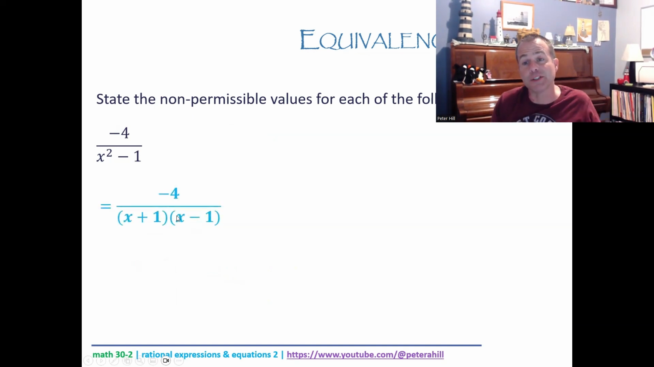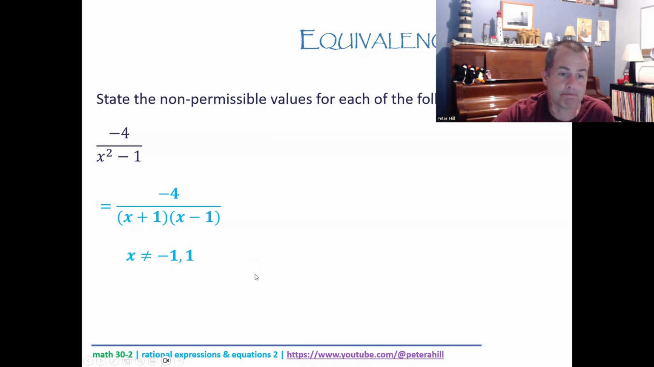And then again, I'm back to either one of those factors can't give me 0 because of the zero product principle. So here, x can't equal -1 because that would cause a 0. And here, x can't equal +1 because that would cause a 0. Okay, so altogether, I would say x can't equal -1 or 1. Okay?